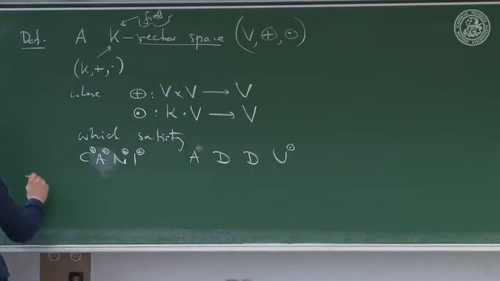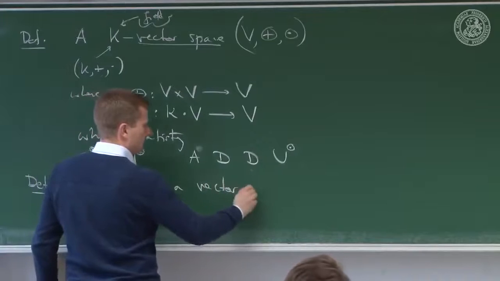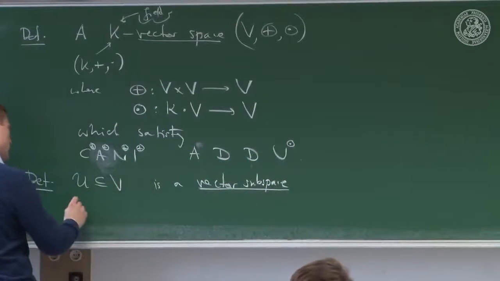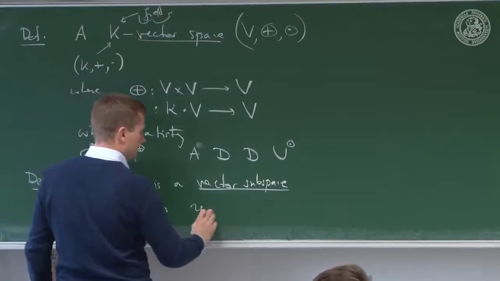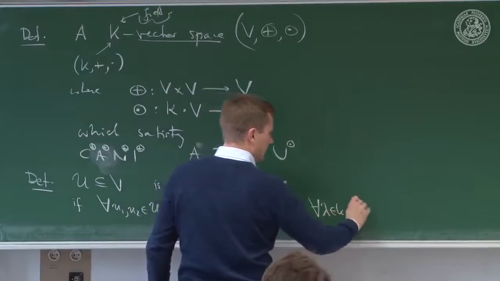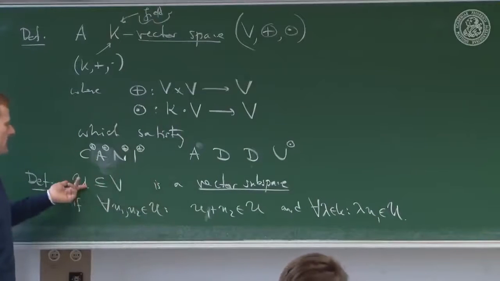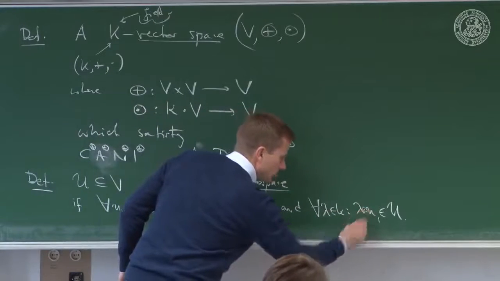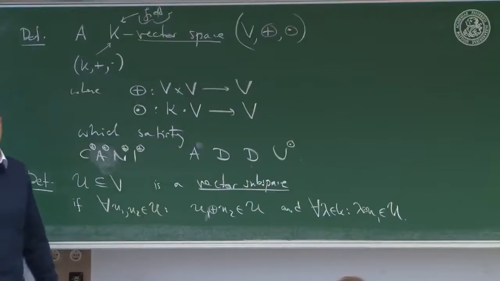Now you have a vector space V, and you can define: U, a subset of V, is a vector subspace, or subvector space, if for all U1, U2 in U, it's true that their sum is again in U, and for all lambda in K, also lambda U1 is again in U. One also says a subset of a vector space is a vector subspace if the circ addition and the circ dot close on U. So you take two elements from U and they don't lead you outside there. You also saw all of this before.